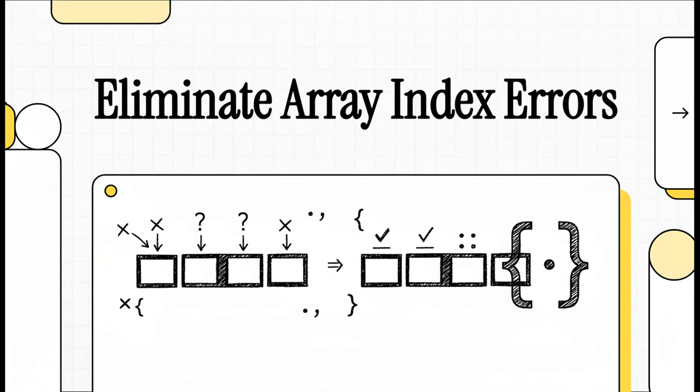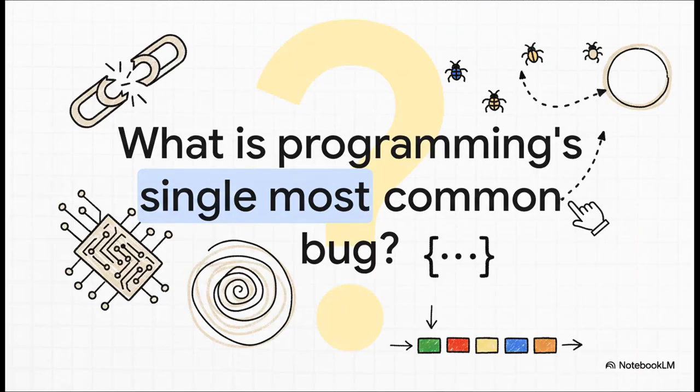All right, let's talk about a problem that has, I'm willing to bet, frustrated every single person who's ever written code. I'm going to show you a simple but really powerful technique to make those dreaded array index errors a thing of the past. So let me ask you, what do you think it is? What's the single most common bug in all of programming?